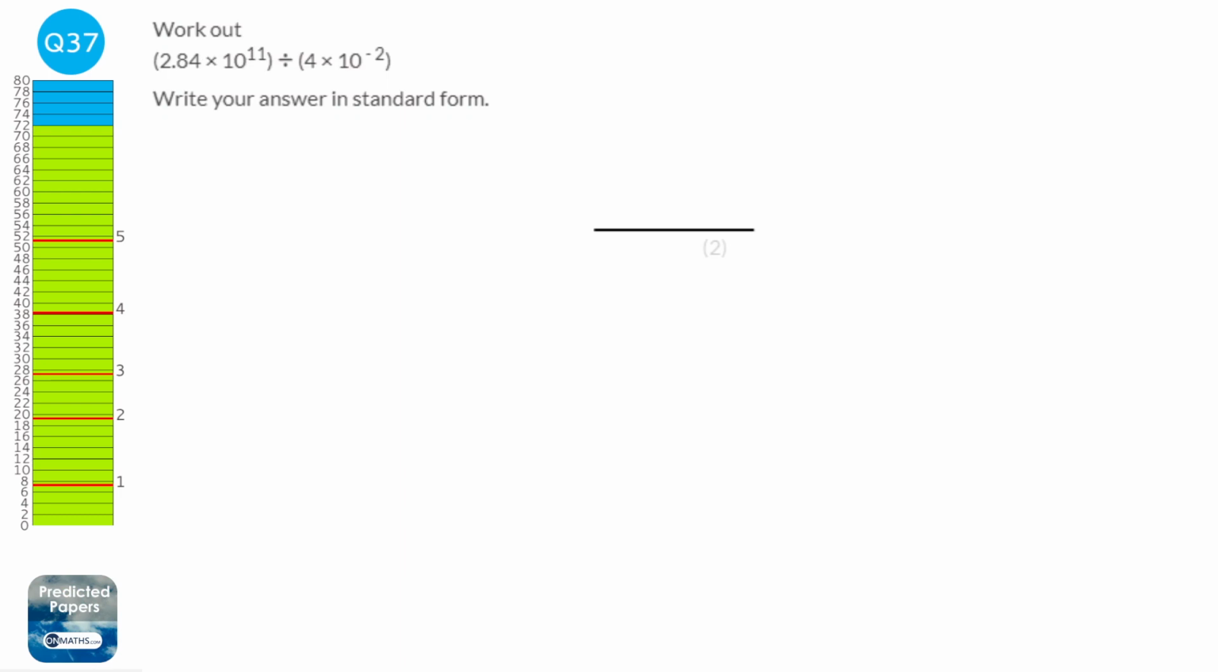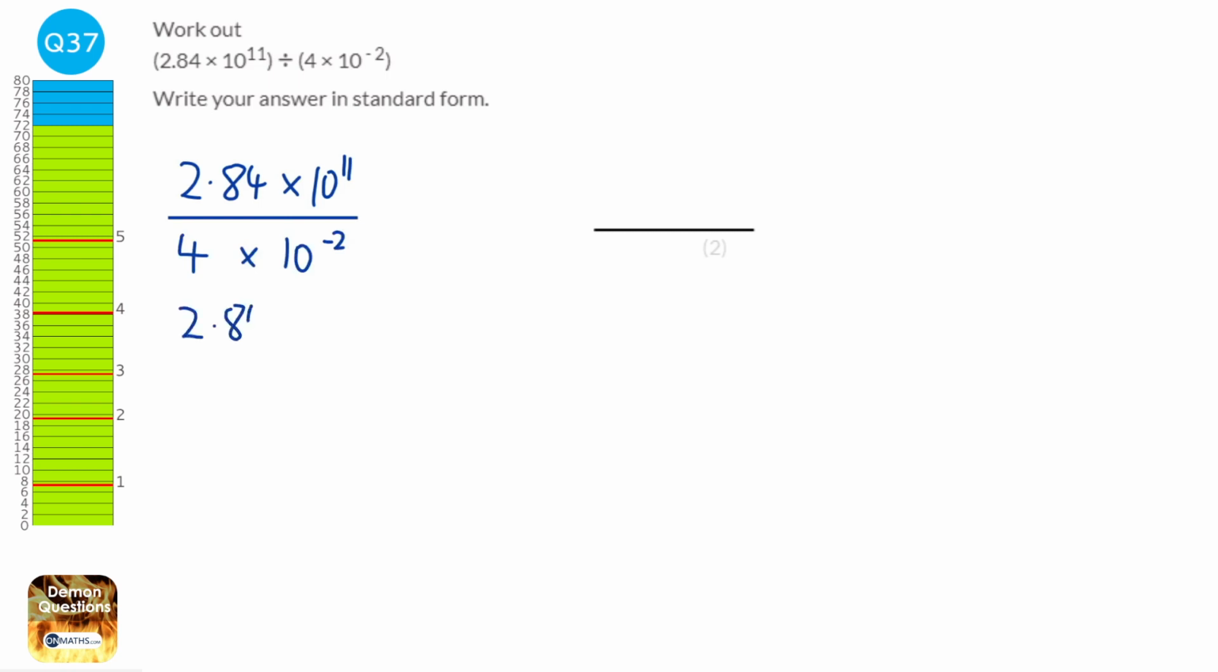So we can write this as a fraction, so it would be 2.84 times 10 to the power of 11 over 4 times 10 to the power of minus 2. What we can do is split this up into two fractions, so 2.84 over 4 times 10 to the power of 11 over 10 to the power of 2, or minus 2. Okay, so we're going to start by doing 2.84 divided by 4.